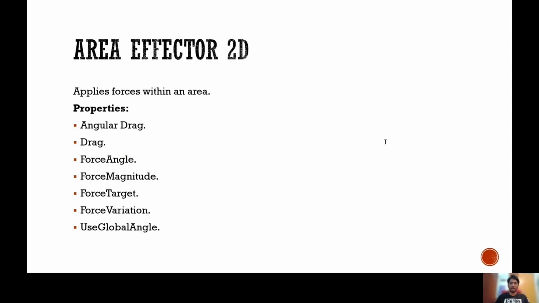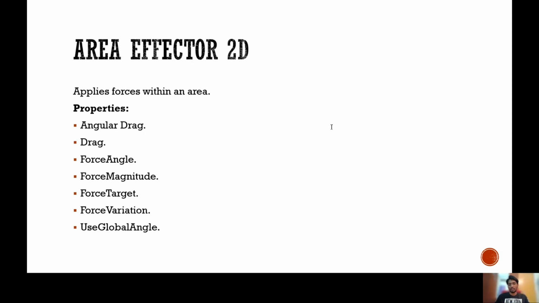Area effector. Area effector applies force within an area. When the source collider is a trigger, the effector will apply the forces wherever the target overlaps the source. When the source collider isn't a trigger, the effector will apply forces whenever the target collider 2D is in contact with the source only. This effector is designed primarily to work with source colliders that are set as triggers so that the target collider can overlap a defined area.